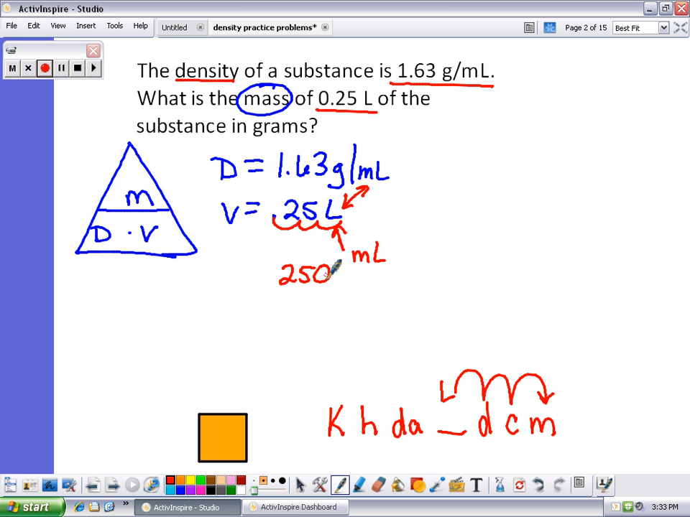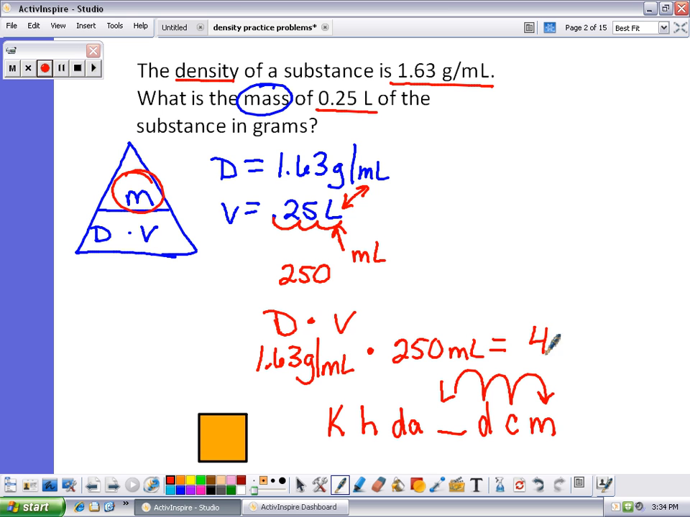So then we plug our information in, and since we're solving for mass, it's density multiplied by volume. Our density is 1.63 grams per milliliter multiplied by 250 milliliters, which gives us the answer of 407.5. And our unit is grams because our milliliters cancel out, leaving us with our grams unit.